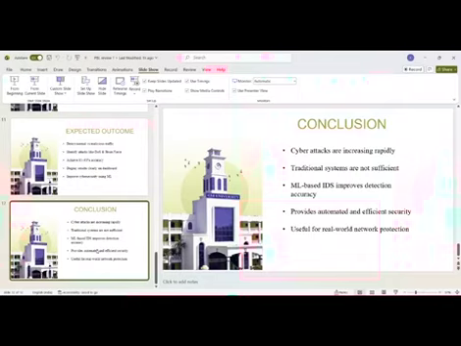Why is IDS important? Why is an intrusion detection system important? It protects the computer systems and networks from cyber attacks by detecting the threats early. It provides real-time protection.